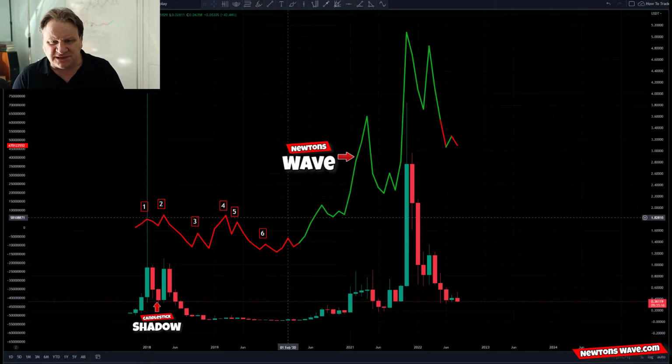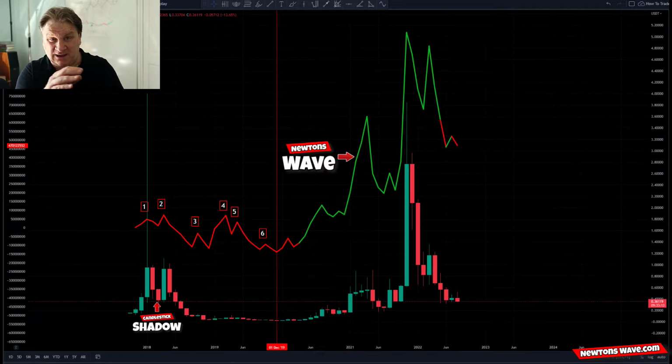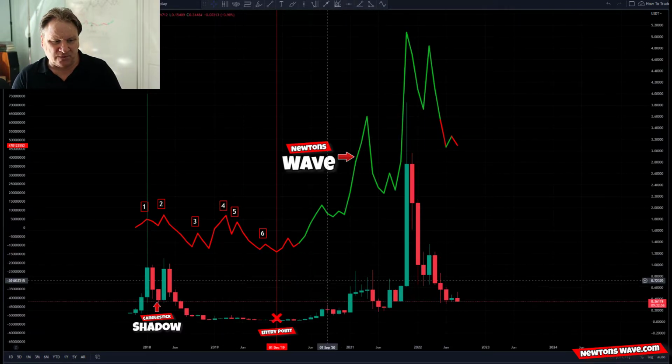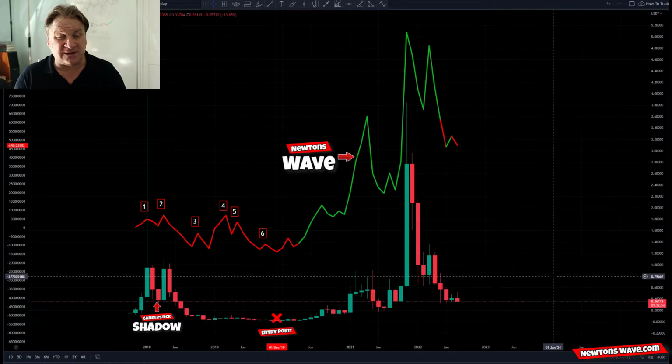So counting 6 peaks down, I now know that that is the halfway point. I know that it's actually bottomed out there. So let's put the new count in from the bottom of number 6 of Newton's wave, counting the peaks up again. Actually, before I do that, that would be my entry point right there. Right here is where I enter. So I don't need to look at the price to know when to enter. I use the peaks on Newton's wave. Newton's wave is basically the clock face and the clock hands. So that would be my entry point.